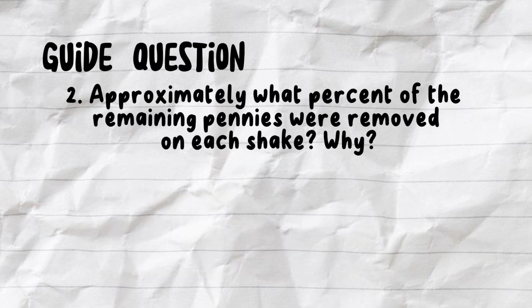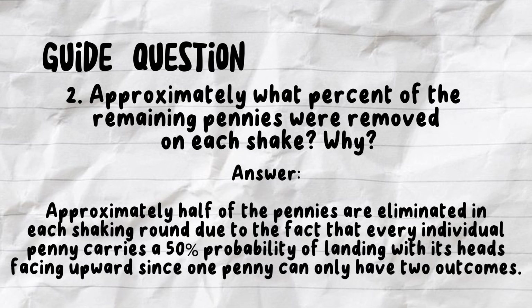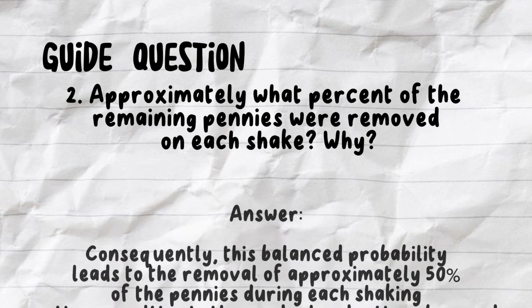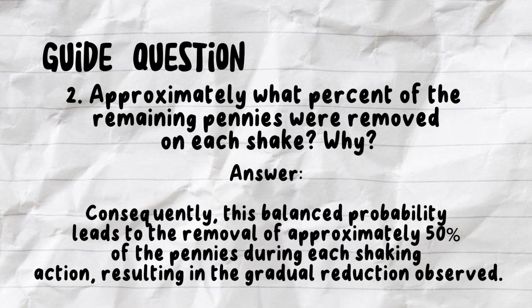For the second question, approximately what percent of the remaining pennies were removed on each shake? Why? The group responded with approximately half of the pennies are eliminated in each shaking round due to the fact that every individual penny carries a 50% probability of landing with its head facing upward, since one penny can only have 2 outcomes. This means that with each shake, an even chance exists for each penny to be positioned heads up or tails up. Consequently, this balanced probability leads to the removal of approximately 50% of the pennies during each shaking action, resulting in the gradual reduction observed.